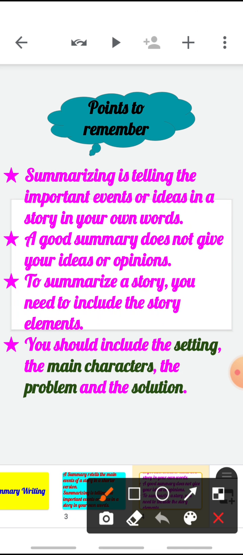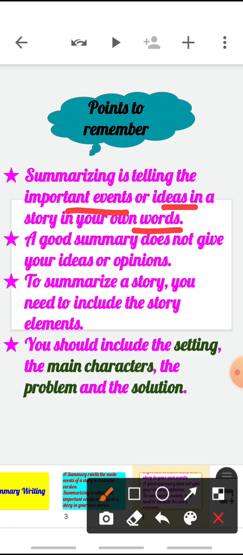First, summarizing is telling the important events or ideas. As I have told you, summarizing is telling the important events or ideas in a story in your own words. In your own words doesn't mean that whatever you are feeling you can write. Own words means you have to pick out the main events and ideas from the paragraph, from the story, then write them down in your own words.